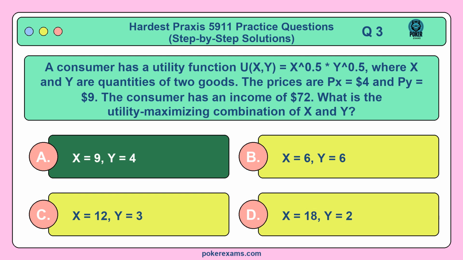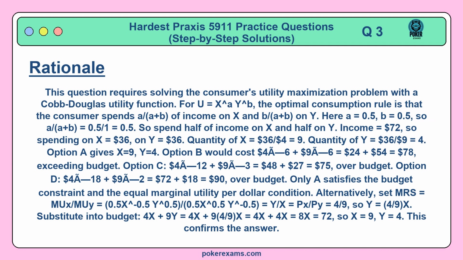The correct answer is A. This question requires solving the consumer's utility maximization problem with a Cobb-Douglas utility function. For U equals x to the power of a, y to the power of b, the optimal consumption rule is that the consumer spends a/(a plus b) of income on x and b/(a plus b) on y. Here a equals 0.5, b equals 0.5, so a/(a plus b) equals 0.5 divided by 1, which is 0.5. So spend half of income on x and half on y. Income equals $72, so spending on x equals $36, on y equals $36. Quantity of x equals $36/$4 equals 9. Quantity of y equals $36/$9 equals 4. Option A gives x equals 9, y equals 4.